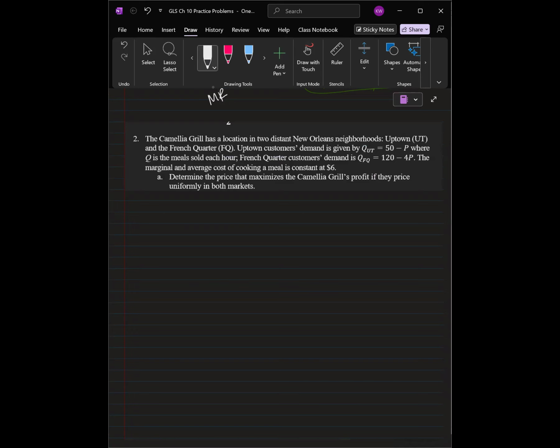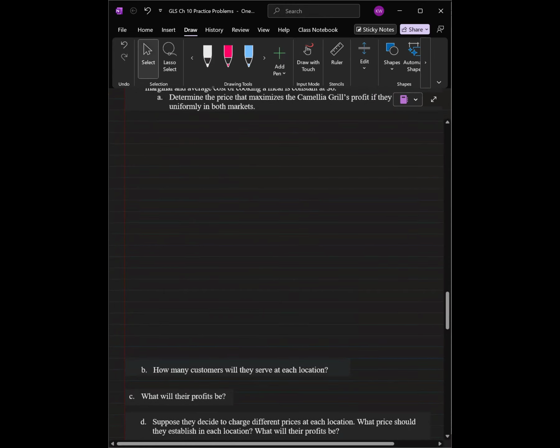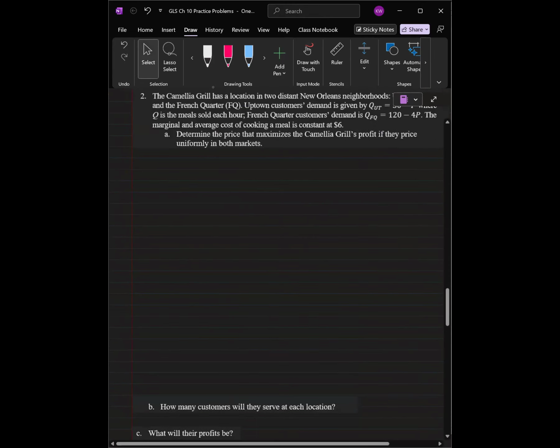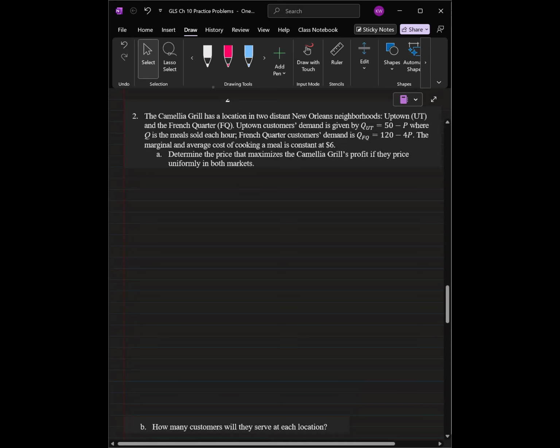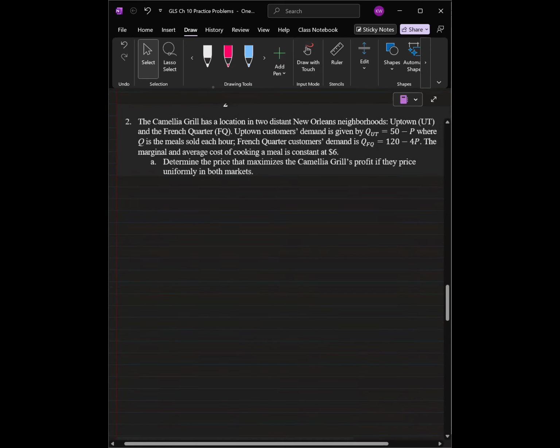But before we do that, we're going to look at what price Camellia Grill would charge, how much they would produce, and what their profits will be if they do not price discriminate, and then compare that to the situation where they price discriminate, okay? So first, we're going to add these demand curves together to get the total market demand for Camellia Grill's meals.